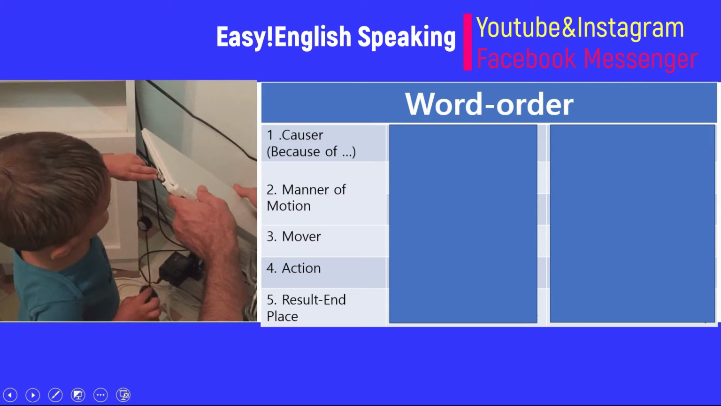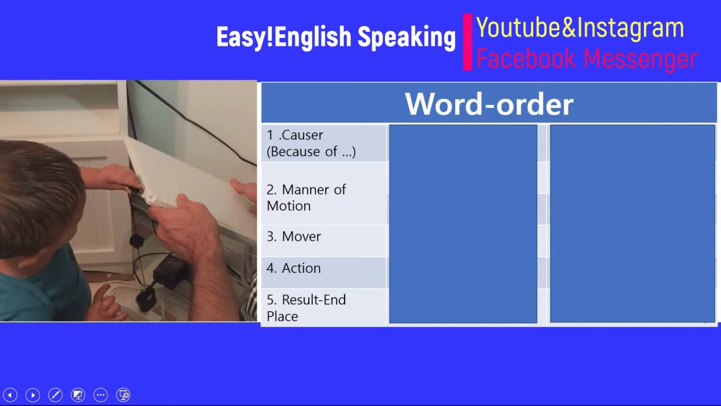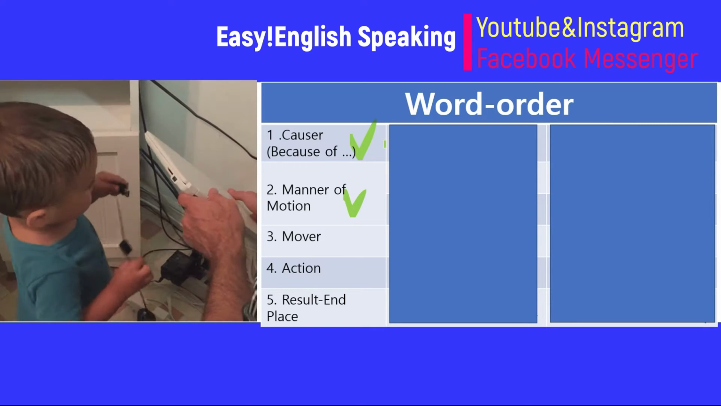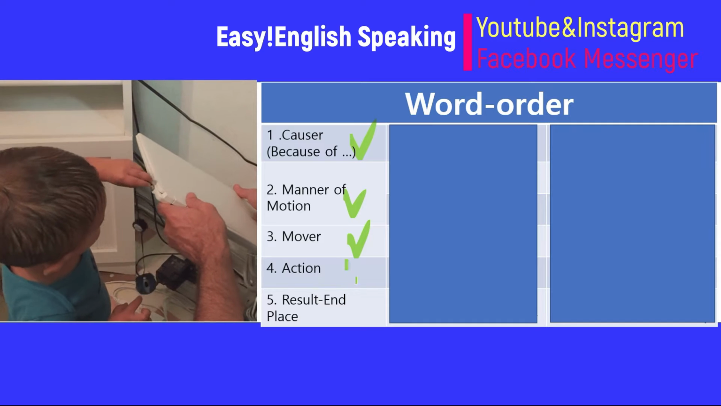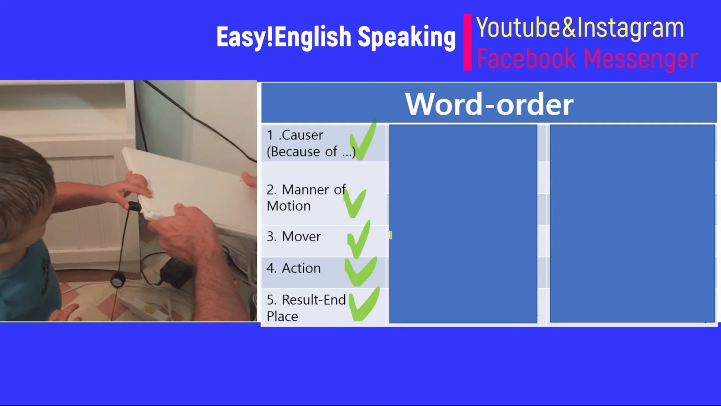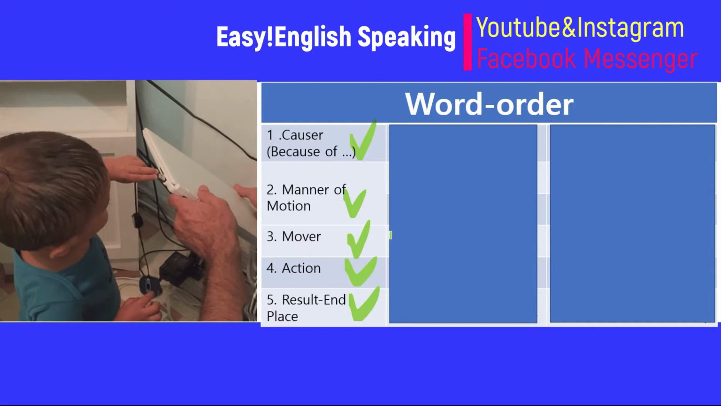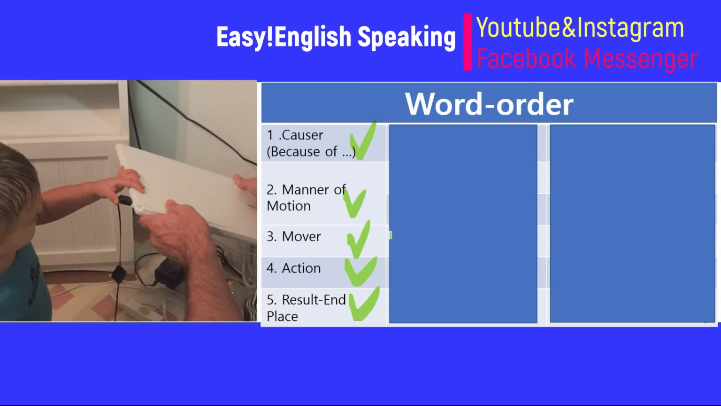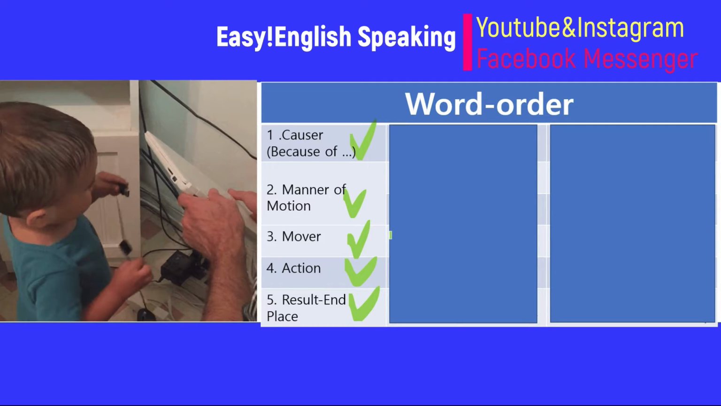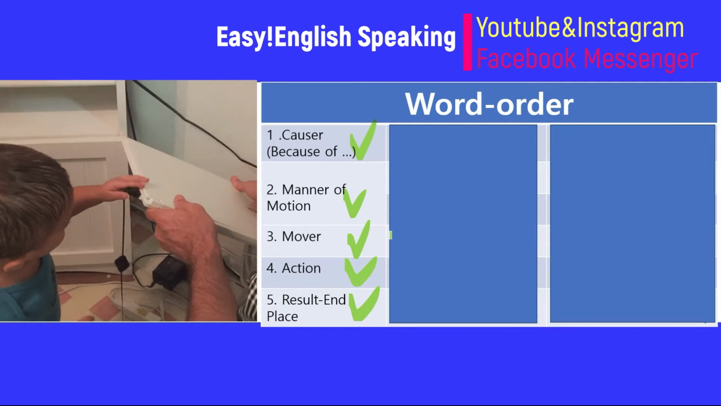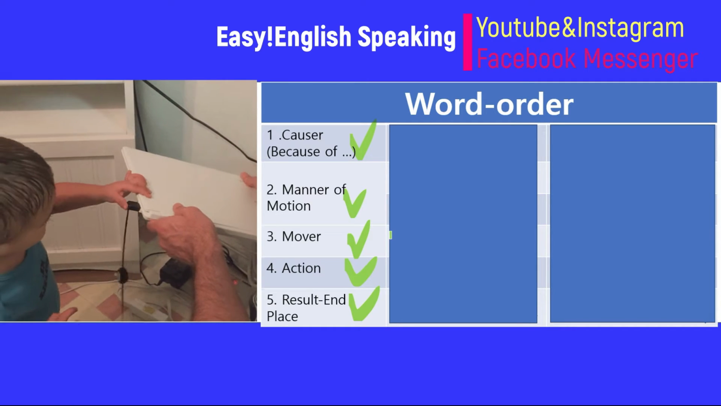So if you just think about these 5 components for this scene: first, causer; next, manner of motion; third, mover; fourth, action and result and place. If you think about these 5 components, then you can make one sentence, because first, what is the causer of the movement? Because of something, right? Why did the USB move? Because of something, right? So you have to place because of something here. So because of something, because of who?